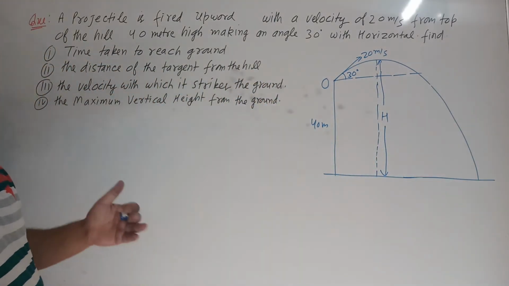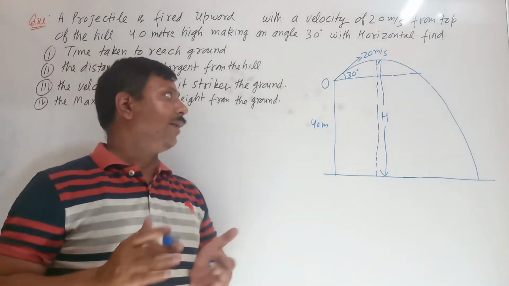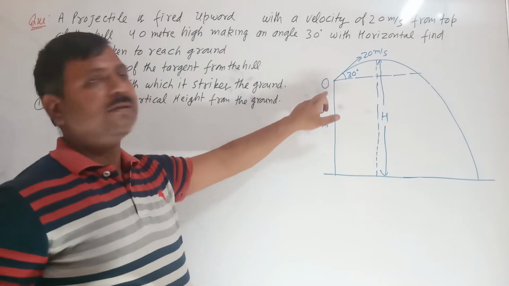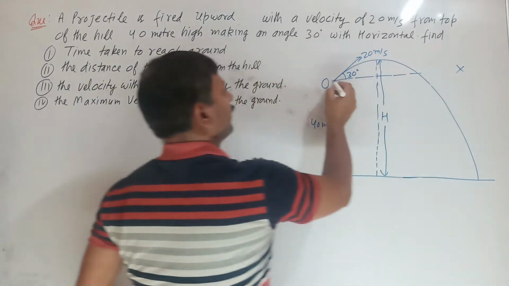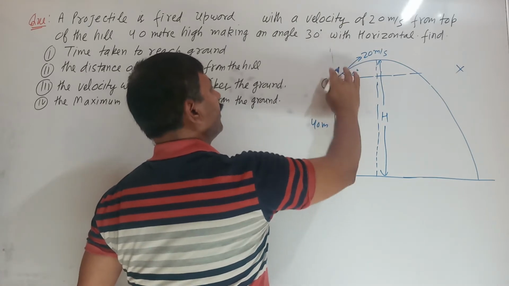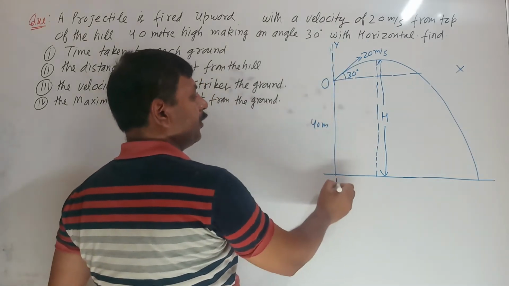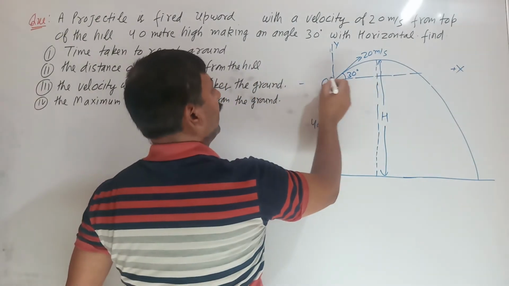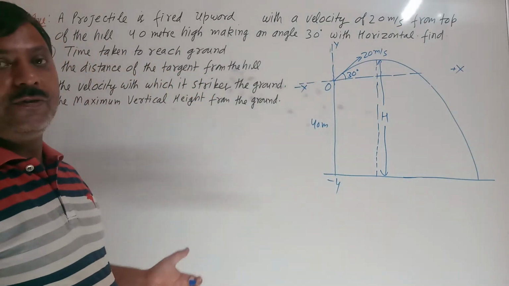See here, how we are solving. When a projectile is projected from some height at some angle from the horizontal, how are we solving? I suppose this O is the origin. This is the x-axis. This I have taken as the y-axis, vertical. This is the positive y-axis. Downward I have taken as negative y-axis. Right hand side is positive x-axis, and left hand side I have taken as negative. O I have taken as origin.